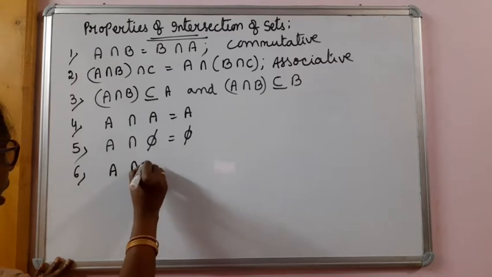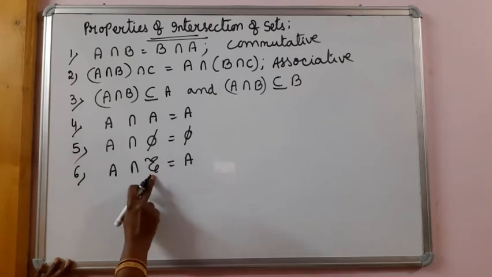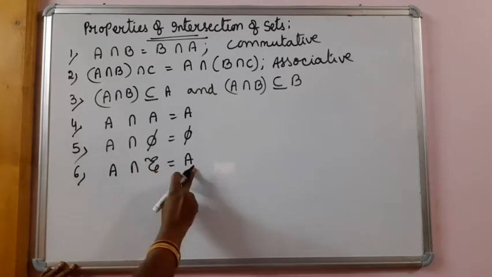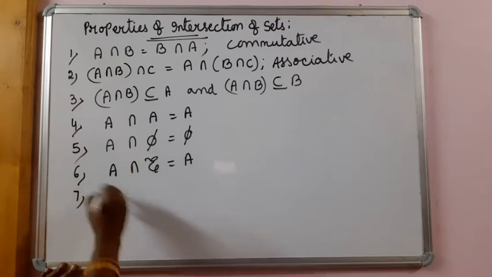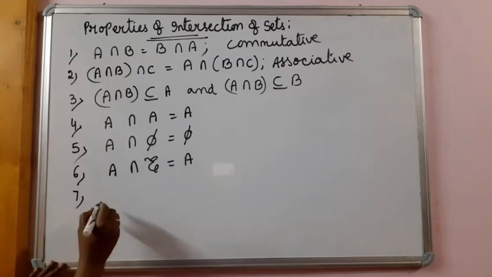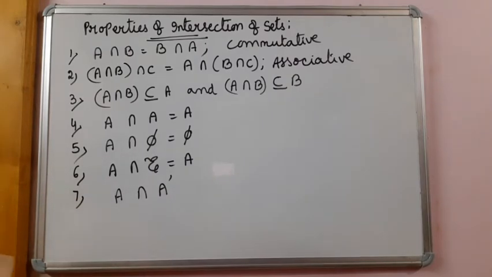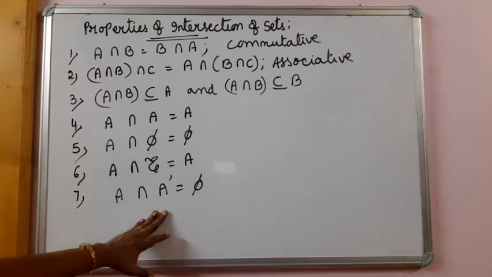And A intersection universal set is A. If it is union, you will get universal. If it is intersection, you will get A, because we have to see what is common in both the sets. Okay? And A intersection A dash. Already you learned that. A and the complement of A: whatever elements are present in A will not be there in the complement of A. So this is equal to the empty set. There will be no common element in A and A dash.